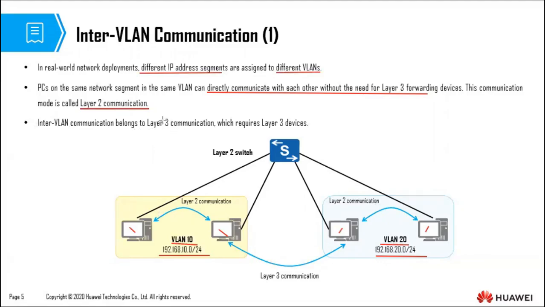Inter-VLAN communication belongs to layer 3 communication, which then demands that you use a what? A layer 3 device. The layer 3 device can be a router or a layer 3 switch. Those are the only two layer 3 devices that we have. Okay.